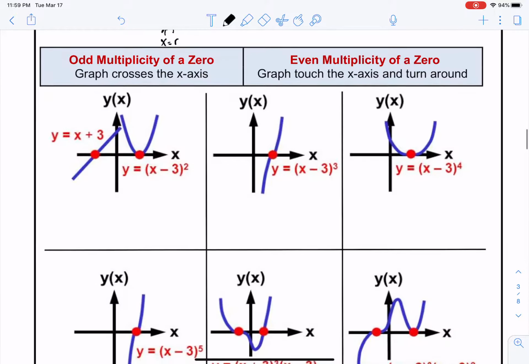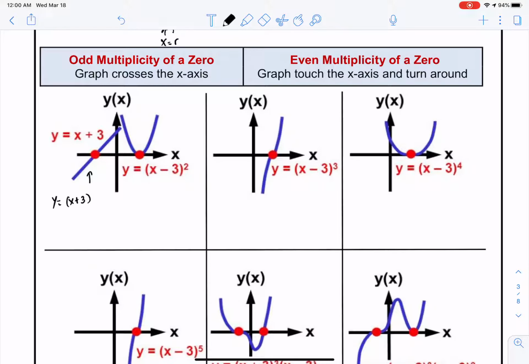There are a few things that multiplicity can tell us. If we have an odd multiplicity of a 0, then the function is going to cross the x-axis. If a 0 has an even multiplicity, then it is going to touch the x-axis and make a turn.